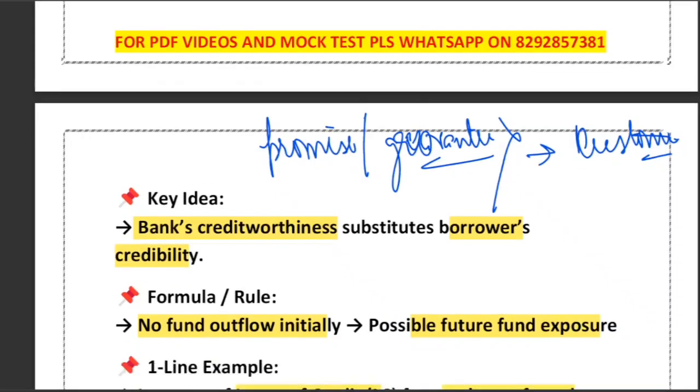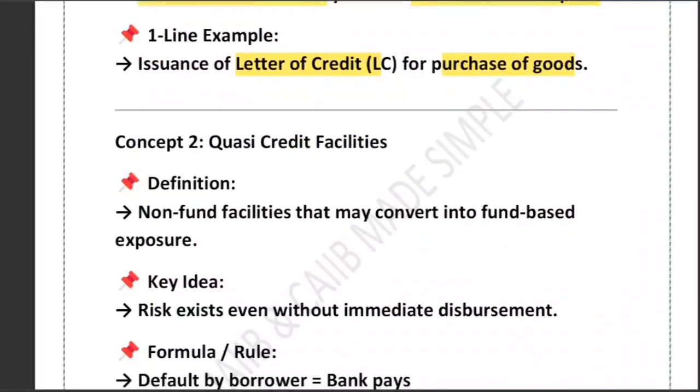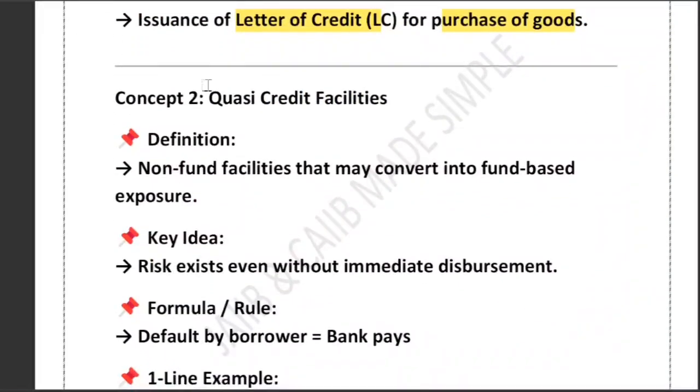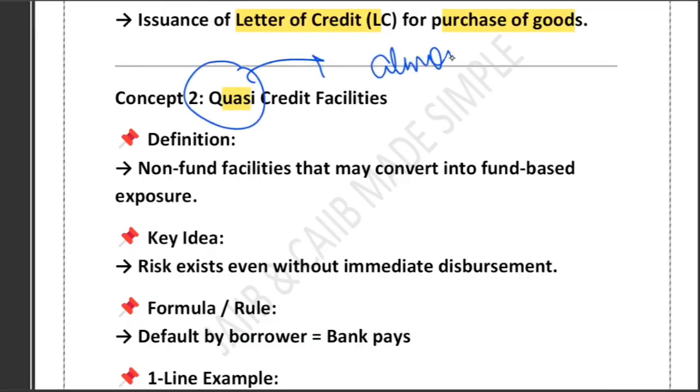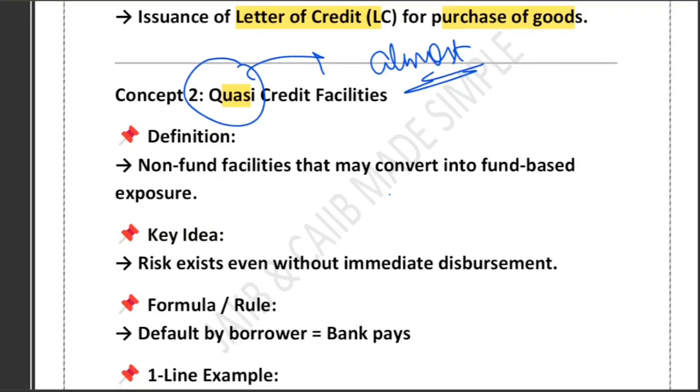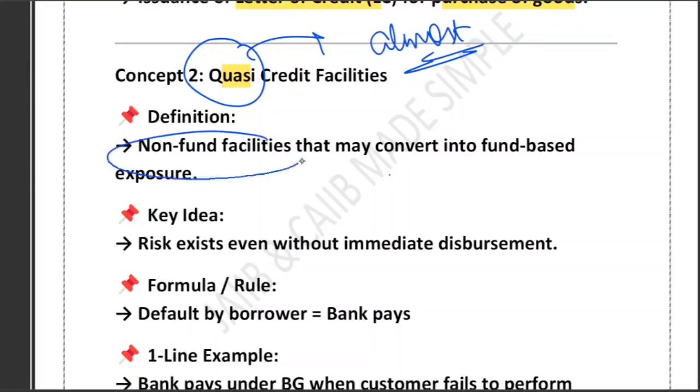Now the point is quasi credit facility. What is the meaning of the term quasi? Quasi means almost. Please understand, quasi means almost. So these are almost like a loan, but not exactly a loan at the beginning. Simply, these are called non-fund facilities, right?